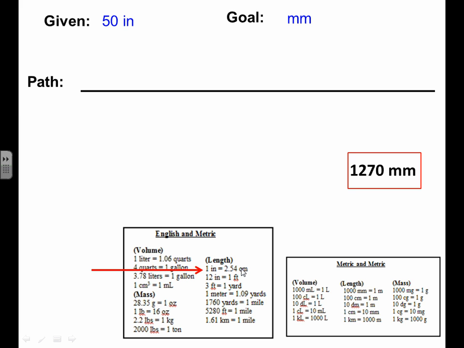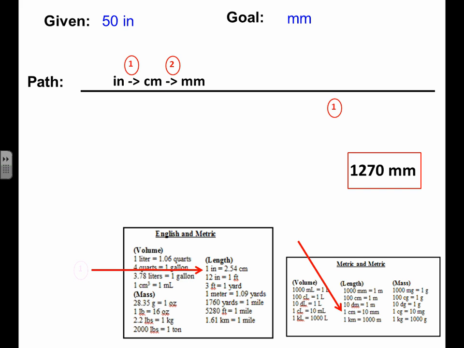Well, yeah, that's getting you closer. Okay, so 1 inch is equal to 2.54 centimeters. So do I have a way to get from centimeters to millimeters? Yeah, you do. 1 centimeter equals 10 millimeters. There's your path. So now your path, you're going to convert inches into centimeters and then centimeters into millimeters. And notice, now we have 2 arrows. So we're going to need 2 conversions.